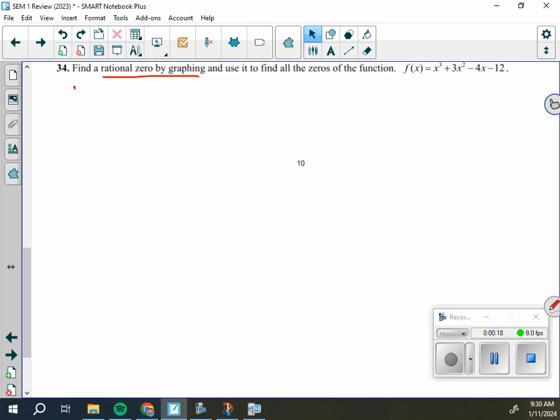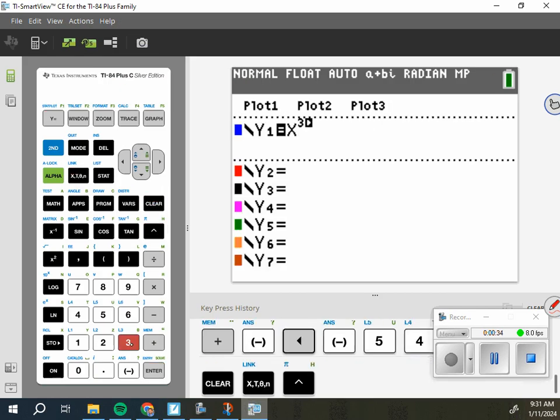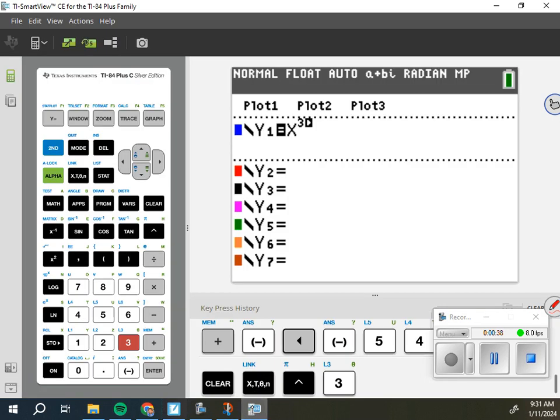We know that we're going to have an R1, an R2, and an R3 since this is third degree. And we're going to have to graph it to see the real root. So I'm going to take my calculator out, and we're going to type this function in the calculator, x to the third plus 3x squared.